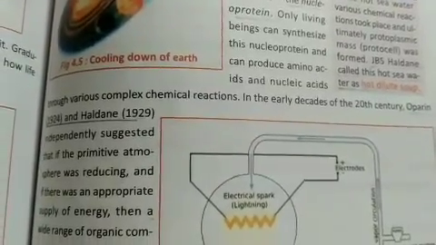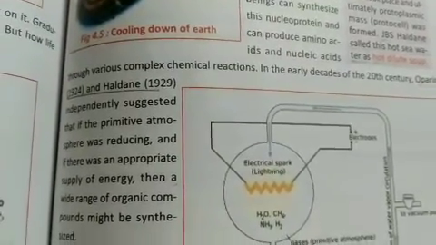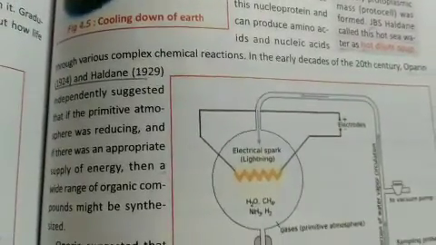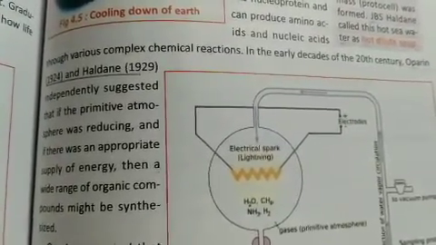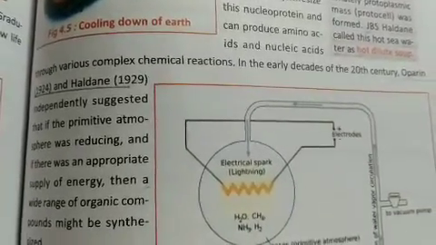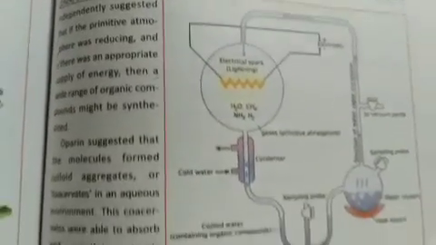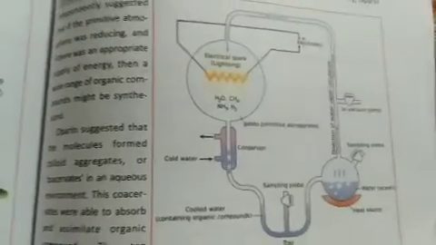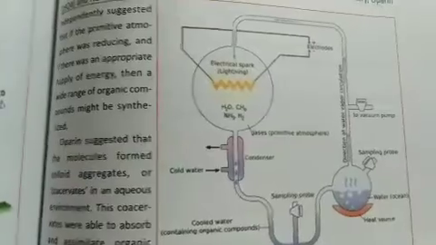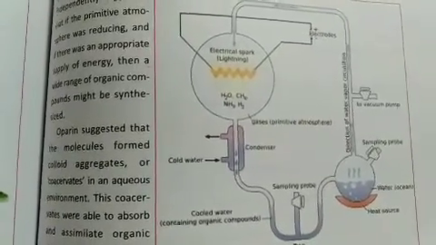There are two scientists, Oparin and Haldane. They suggested that if the primitive atmosphere was reducing and if there was an appropriate supply of energy, then a wide range of organic compounds might be synthesized. This experiment was done by two more scientists, Miller and Urey. See this picture. They did this experiment in the laboratory. What is the experiment? See the picture.